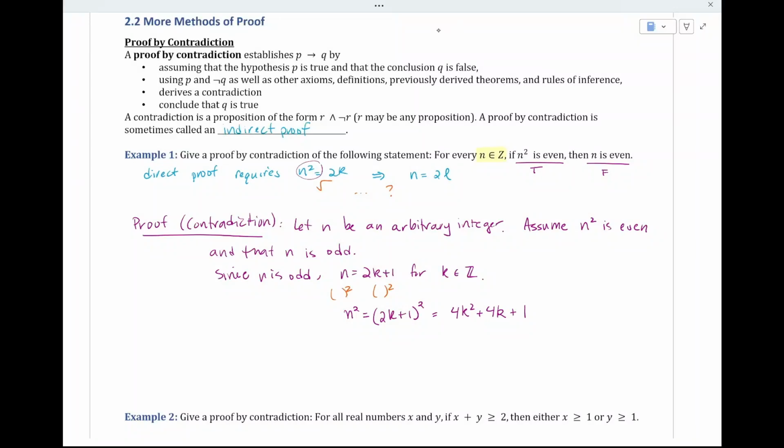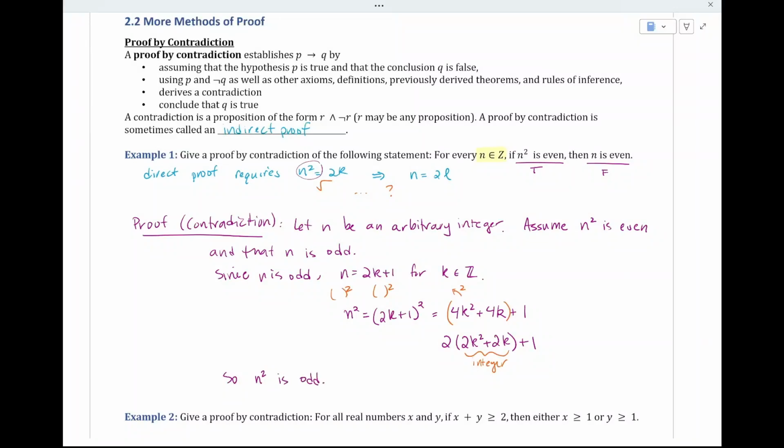And I can write this. I'm going to take a look at this, and I can factor out a 2. So I could write this as 2 times 2k squared plus 2k, plus 1. And this right here is an integer. K is an integer, so multiply k by 2, it's an integer. Square k and multiply that by 2, that's an integer. Add 2 integers together, you get another integer. So now I have something of the form 2 times an integer plus 1. That is the form of something that's odd. So here now we see, so n squared is odd.